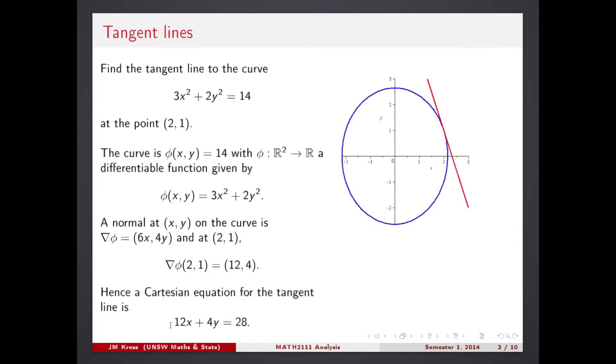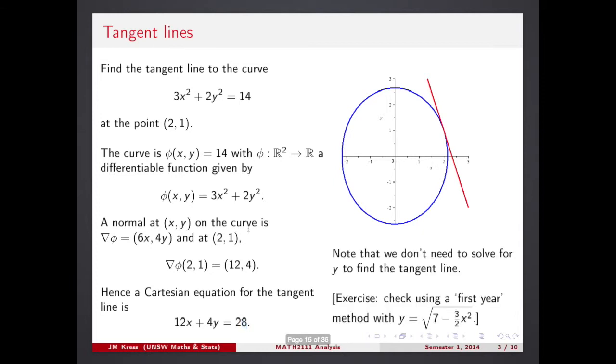So again, we know how to construct the left-hand side. We take these coefficients 12 and 4 on the left-hand side. And then we just compute the right-hand side in a way that this point 2, 1 becomes a solution to this equation. So if you put 2 and 1 in here, that will deliver you 28. That's how 28 came out. So again, a straightforward computational equation.